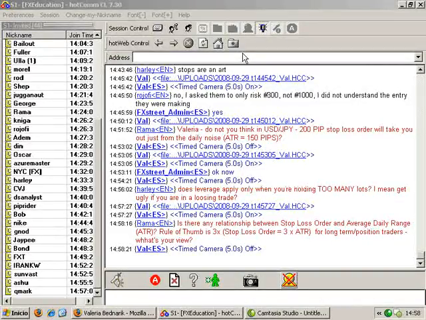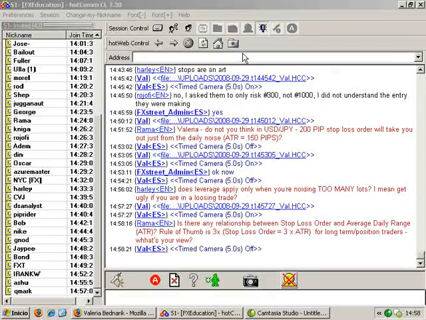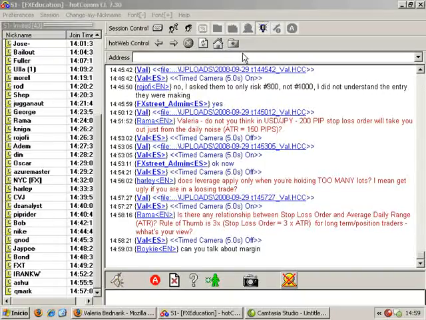Next question. Harley, does leverage apply only when you're holding too many lots, I mean, get ugly if you are in a losing trade? Harley, as I told you, you can risk 2% of your account per trade, but that doesn't mean you must hold your position eternally. I wish I could show you the account from just 1 mini lot trade, shorting euro at 135, I believe. It's 1 mini lot in 15,000, but it's $2,000 losing today. 2,000 pips gains. Do you believe you can rescue such a trade?